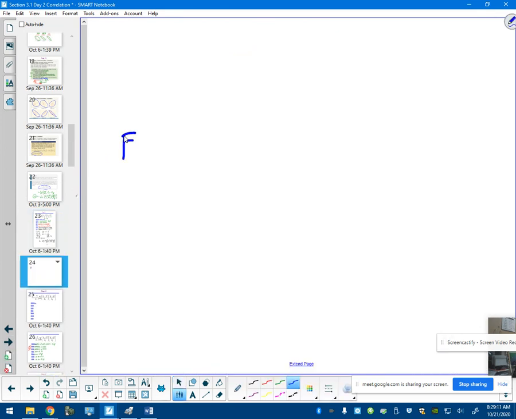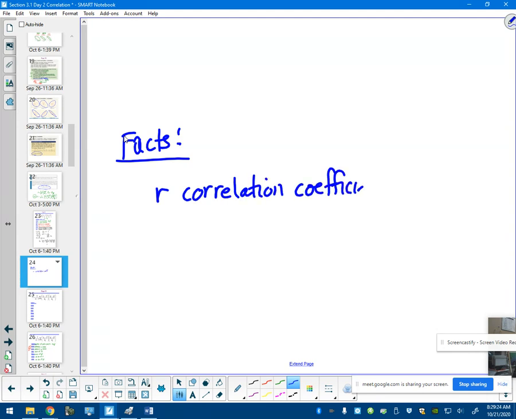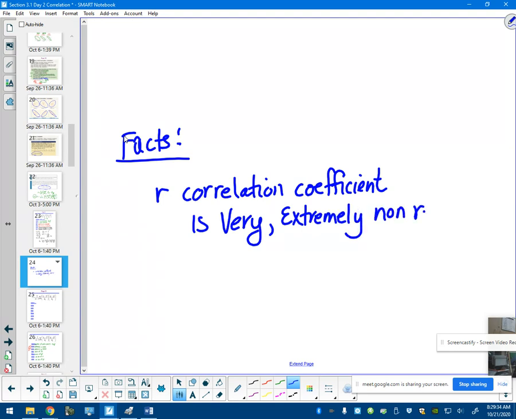So these facts, the biggest thing I want you to remember is r, the correlation coefficient, is very, extremely non-resistant to outliers.